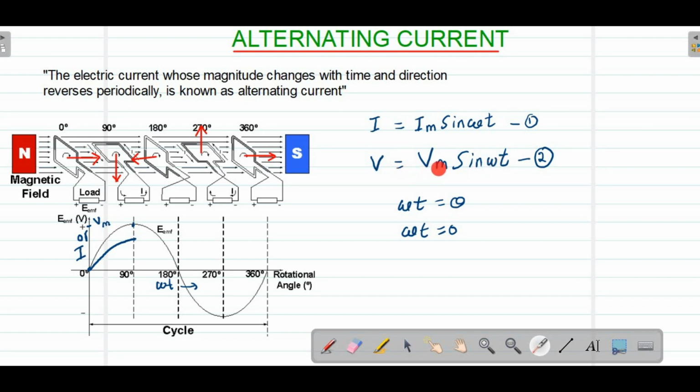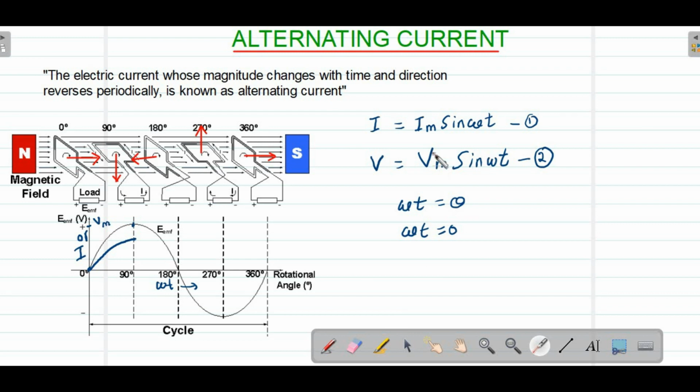So V becomes again 0. Sin 180 equals 0, so Vm into 0 equals 0. Voltage equals 0. It means the voltage from the peak value again decreases to 0 when the armature rotates a total of 180 degrees. Okay, that is the first half of rotation.